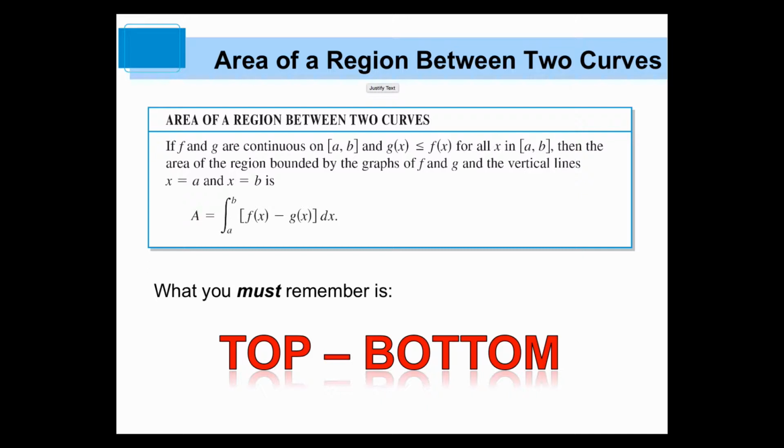Yes, sir. If it was still below the x-axis, would the answer still be negative or no? Yes. But still using top minus bottom. It doesn't flip when it goes to the bottom. You just have a negative area.